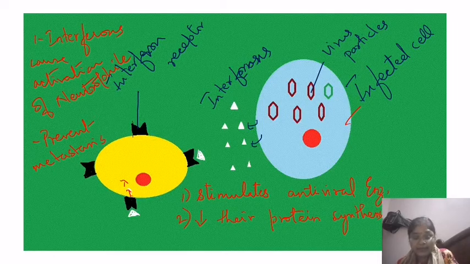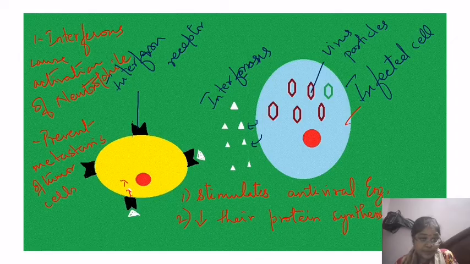Like cancerous cells, when they move from their position, suppose a person has a tumor somewhere in the mouth, and when it gets shifted to somewhere else in the body, then we call it metastasis. And interferons prevent metastasis of tumor cells. Okay, I hope this is clear.